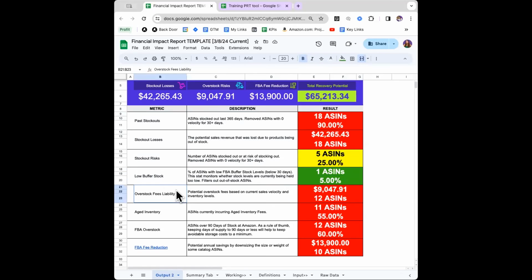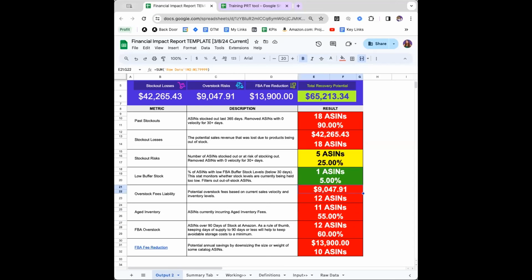And then we also look at the overstock. So how many ASINs are you currently carrying more than 90 days of stock? How many products are currently incurring aged inventory fees, meaning they're over 6 months? So in this scenario, 55% of your catalog is over 6 months old. That's going to be a problem. So those are things that we want to take a look at.